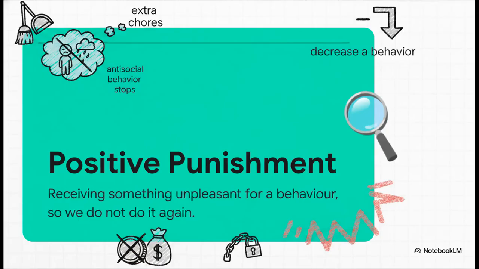Okay, on the flip side of reinforcement is punishment. Positive punishment adds an unpleasant consequence to ensure an antisocial behavior stops. It's positive only in the mathematical sense. You are adding a penalty to the situation, like extra chores or a fine, to decrease a behavior.